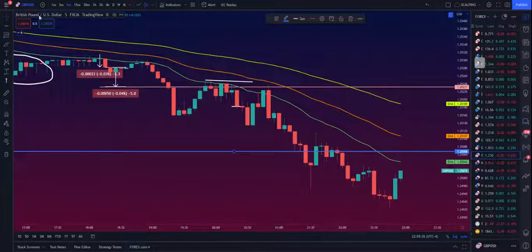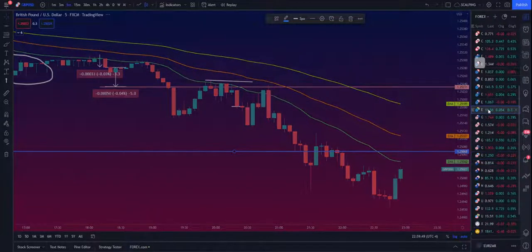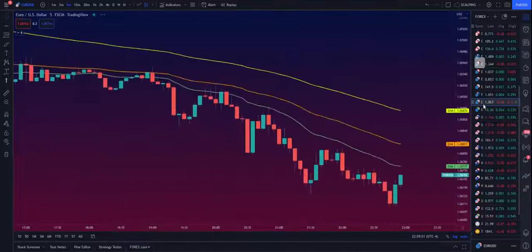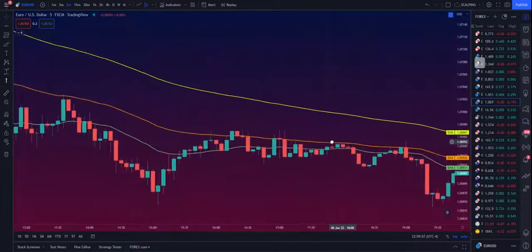opportunities. I used pound dollar just because you can see the spreads here. Oh, they were a little better earlier, but like 0.4 pips, that's not bad. If we go to euro dollar, 0.2 pips. So, and it was kind of doing the same tonight.